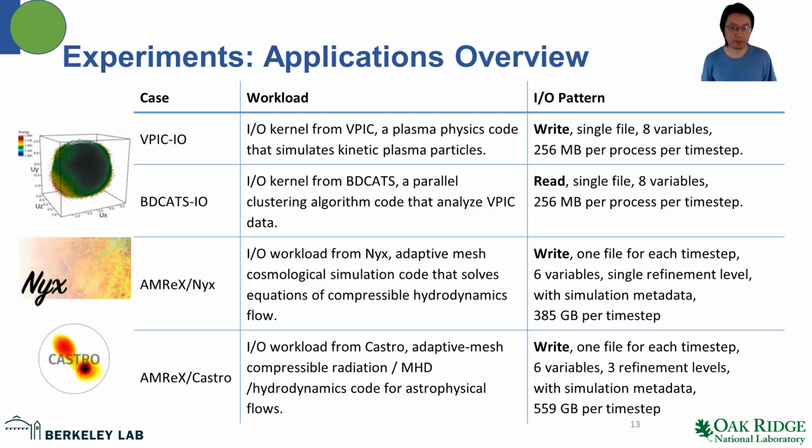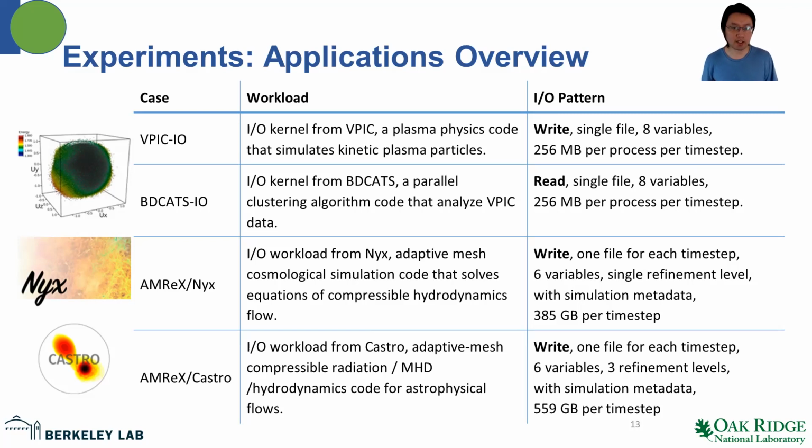Next, we have 2 AMReX applications, which are adaptive mesh refinement applications. One is called Nyx, which is an adaptive mesh cosmological simulation code that solves the equations of compressible hydrodynamics flow. It writes 1 file for each time step with 6 variables and a single refinement level. It also has a rich set of simulation metadata. And in total, it produces 385 gigabytes per time step.